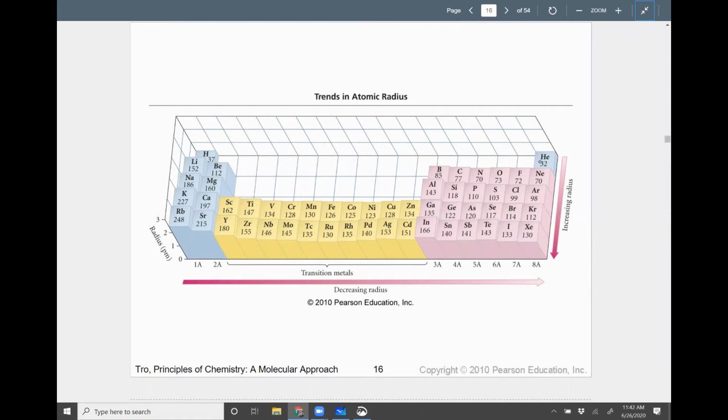And what's the reason for this? The reason is that the protons are not in a new shell, so their power is felt by all of the electrons. And because there's twice as much power, it can pull those electrons closer together. So that's why it gets smaller as you go from left to right. And again, there are some exceptions here, but we're just going to say the general trend is bigger as you go down, smaller as you go across.